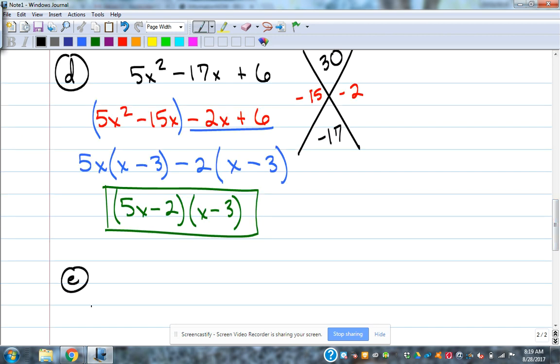All right, let's look at this one. x squared plus 8x plus 12.